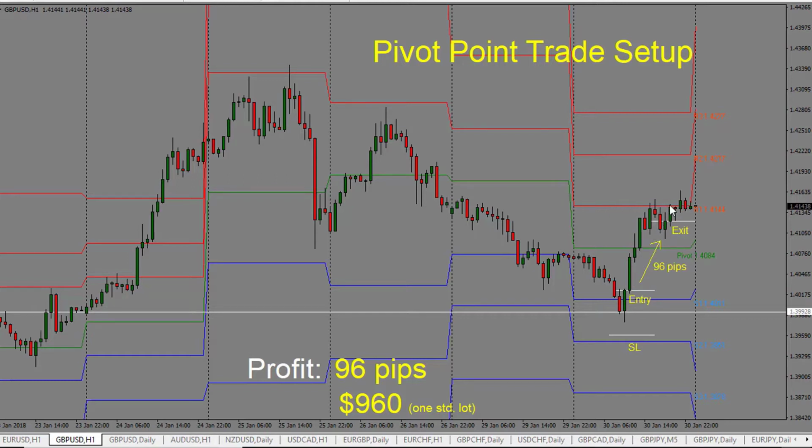And once, as we can see, price comes into this R1 level here, which is our resistance level, price starts to go sideways. So this is a good time for us to exit the trade. From entry to exit here, we get 96 pips in the trade. So our profit is 96 pips or $960 if trading one standard lot.